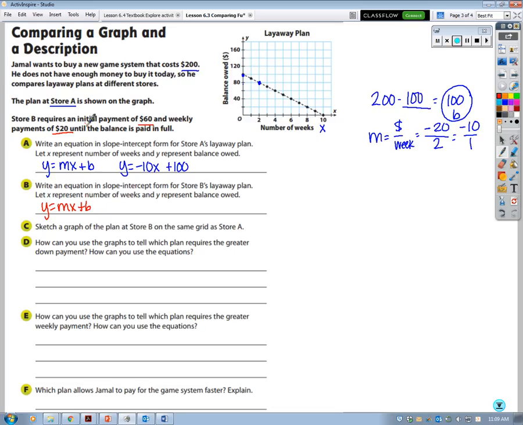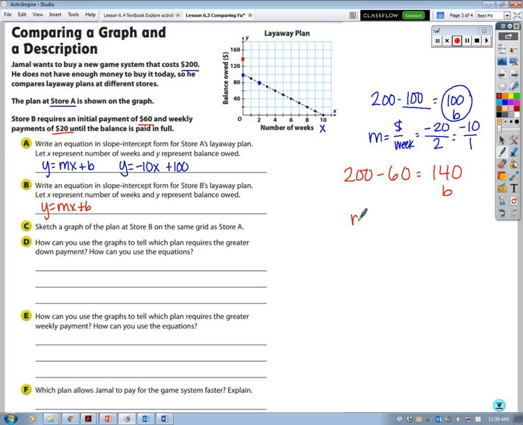So store B requires an initial payment of $60 and weekly payments of $20 until the balance is paid in full. So he started with $200 as what it's going to cost him. He has to pay $60 towards that up front before he pays anything per week, which means he's got $140 left to pay. So this is actually his initial value, right? And that's how we would plot that on the graph. He's got $140 left to pay because he paid $60 up front. And then our rate of change is $20 per week.